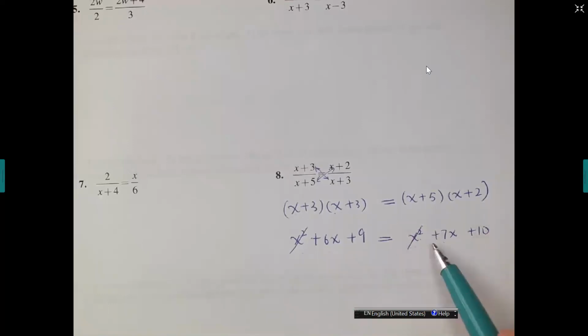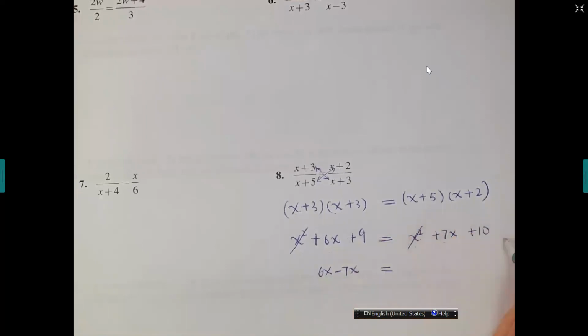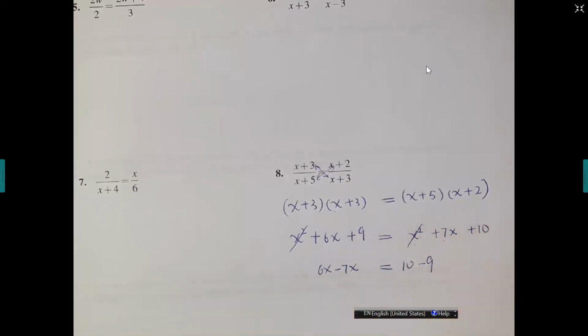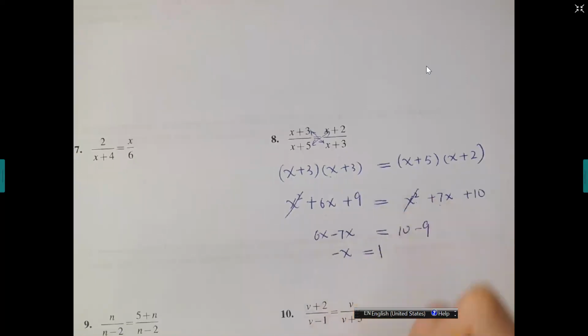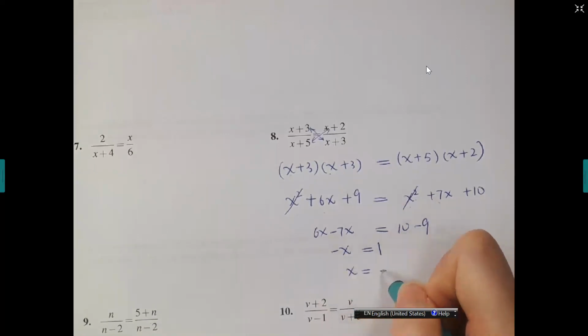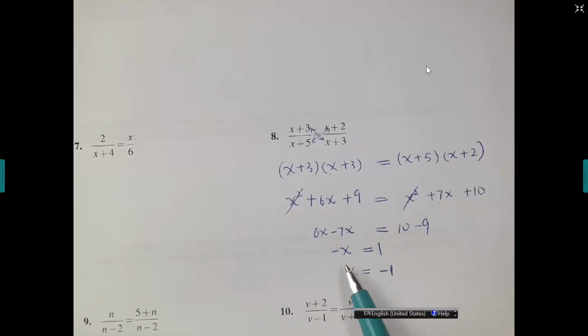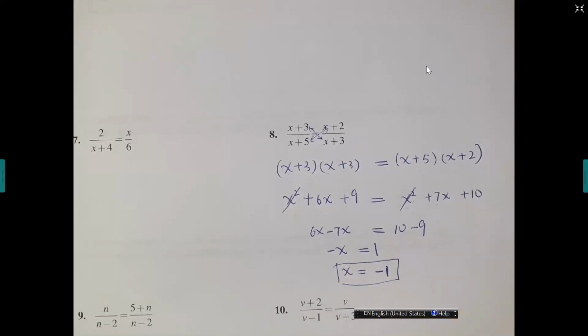To solve a linear equation, move all x terms together. So I have 6x minus 7x equals 10 minus 9. Combine like terms, negative x equals 1. We're not done yet. Negative x equals 1 tells us x equals negative 1. Divided by negative 1, we got this, x equals negative 1.